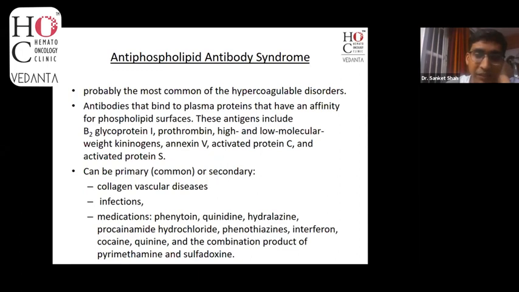It can be primary, which is much more common, or it can be secondary, as we can see along with collagen vascular disease like SLE, with infections, as we have seen in COVID also, and with certain medications: phenytoin, hydralazine, phenothiazines, cocaine, quinine, and certain sulfur drugs.